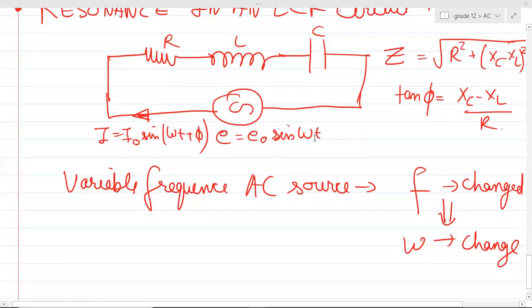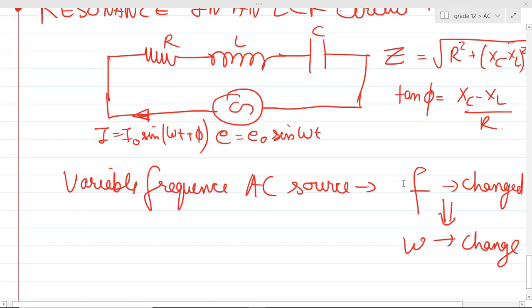Guys, you heard till where? Till the circuit, right? So suppose, guys, if this source which I have, this alternating EMF source, is a source of variable frequency, what do you mean by variable frequency? I can turn a knob and thereby vary the frequency of this source.